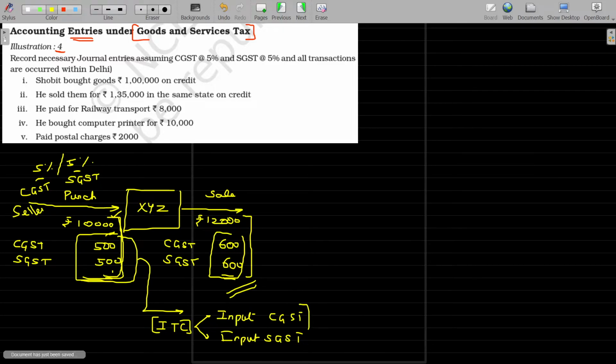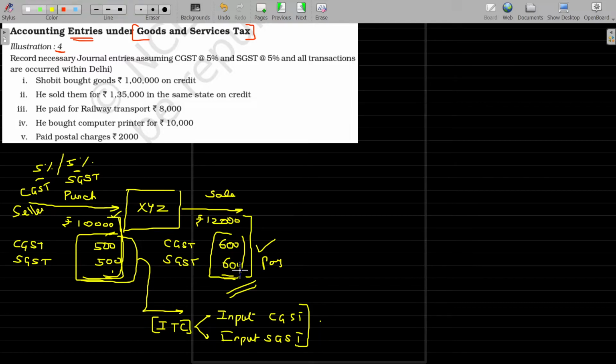This will be now refunded. You have to pay this one. This is payable. This is recoverable. Okay, you recovered this amount 500. You have to pay 600. The difference, the shortage, you have to pay by way of cash.